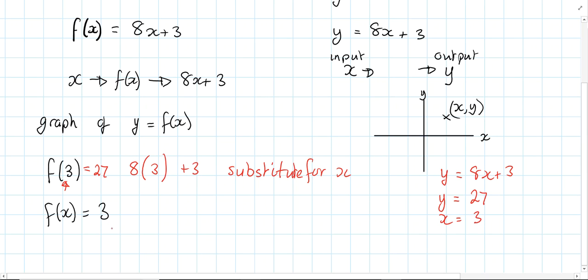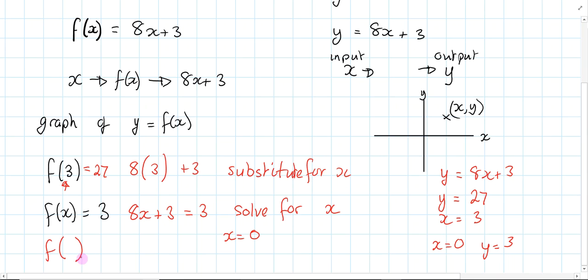What does f(x) equals 3 mean? It means we have 8x plus 3 equals 3. So what am I asking you to do? You just have to solve. Solve for x. x is 0. So when x is 0, y is 3. Over here I could write f(0) equals 3. Okay? When x is 0, y is 3.